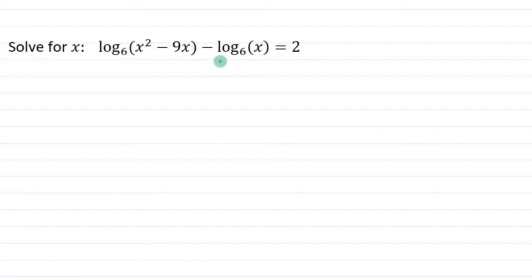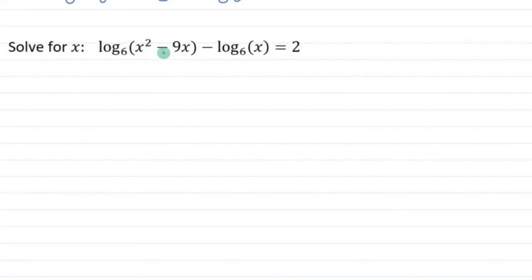And once again, we can't do anything while there's two logs here. We need to get it down to a single log. So how do you take a log minus a log and combine it into a single log? Well, you use the quotient property in reverse. The quotient property, once again, was if you have log of a quotient, x divided by y, you could split it up into log of the top one minus log of the bottom one. And it works both ways.